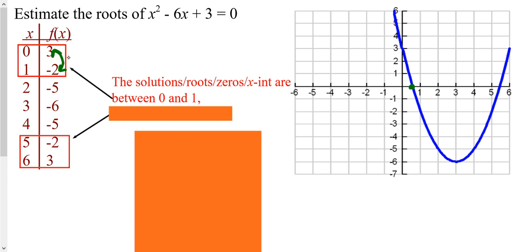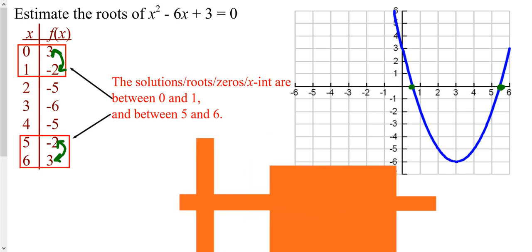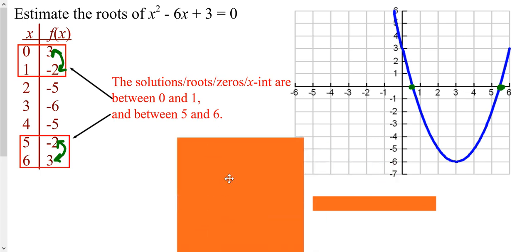You can also see in your tables from when you're below at 5 to being above at 6, where you'd have to have another answer. And we can see that over here on our graph. So we have our answers for estimating being between 0 and 1. You can get that from the table or the graph, and also between 5 and 6. So write them out like that.